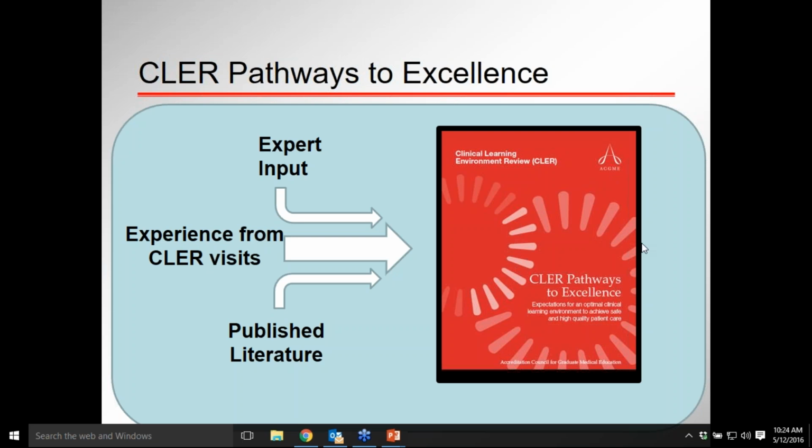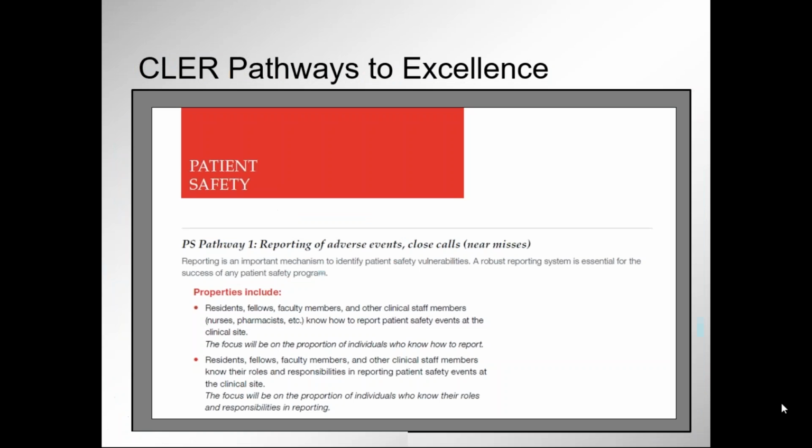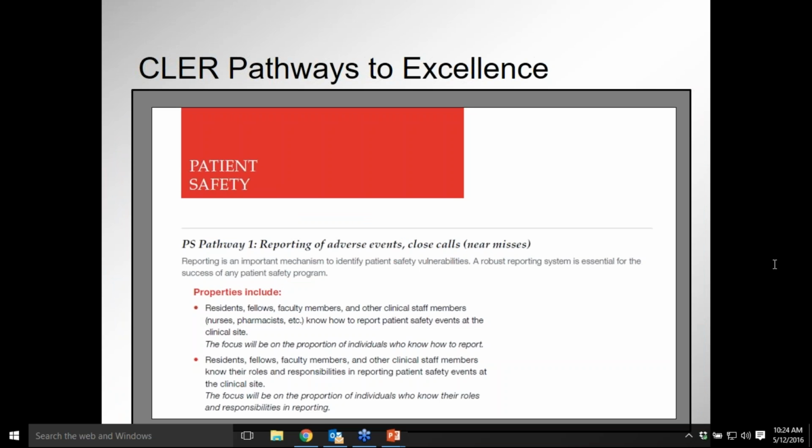There we go. So this is just the first page of one of the sections. In the patient safety section, there's a pathway. There's probably 6 pathways per each of the focus areas, and then properties underneath that. So if you really want to dig deep into this, this would be the document to find out what the potential things would be that have been identified as being important in the learning environment. Next page.